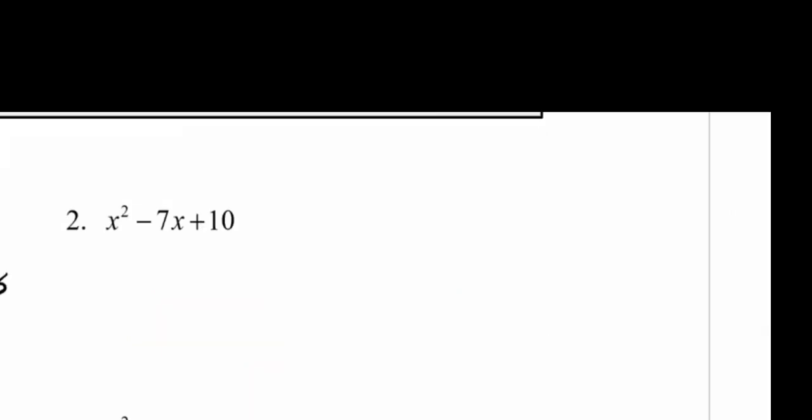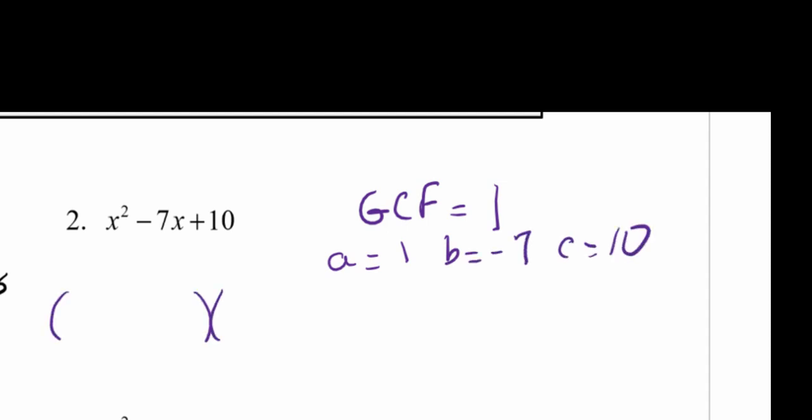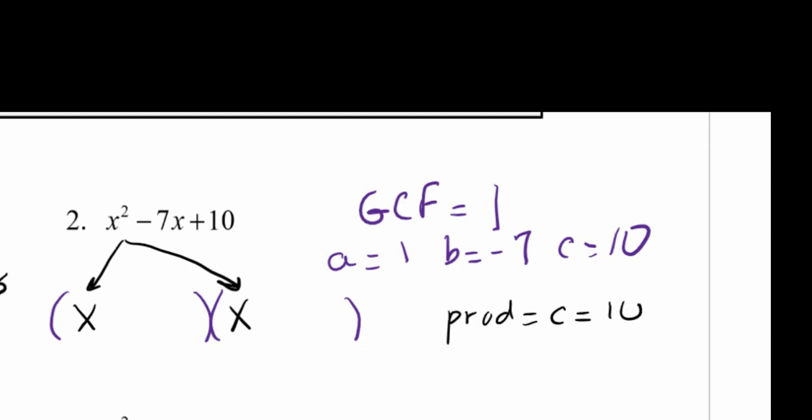So look at number 2. Same idea here, right? Our greatest common factor of all 3 terms is still 1. This is a trinomial quadratic where a is 1, b is negative 7, and c is 10. We're going to then open up 2 sets of parentheses. We need 2 terms that multiply to x squared, so that's x and x. And now this time we're looking for our constant to be 10, so we need 2 numbers whose product is c, 10, but that add up to a negative 7. So 2 numbers that multiply to a positive but add up to a negative, those are 2 negative numbers, right?